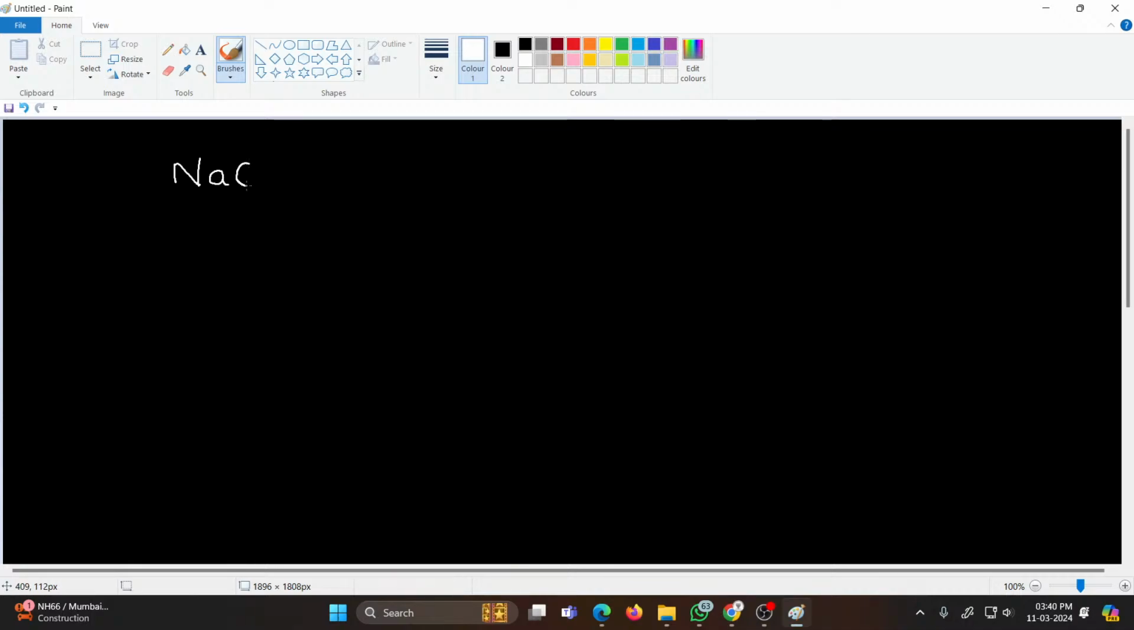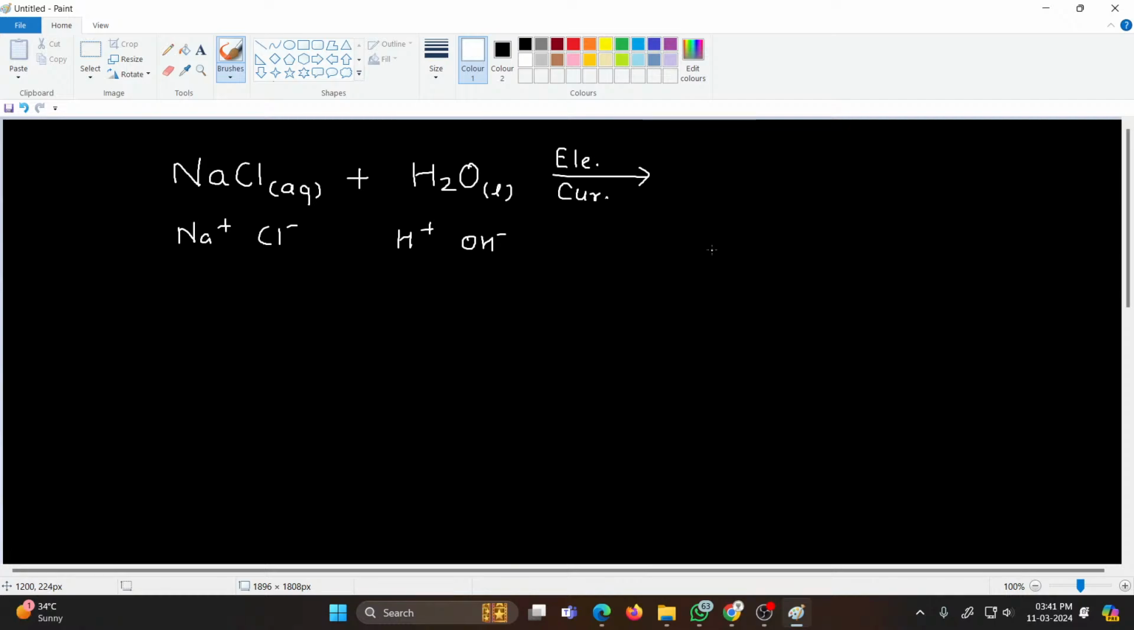NaCl aqueous, that means water solution is there, plus water H2O liquid, and when electric current is passed through this solution, this is called solution of brine. See, here are 4 ions present here, Na+, Cl-, then we have H+ and OH-. There is anode, there is cathode. Anode is positive charge, cathode is negative charge.